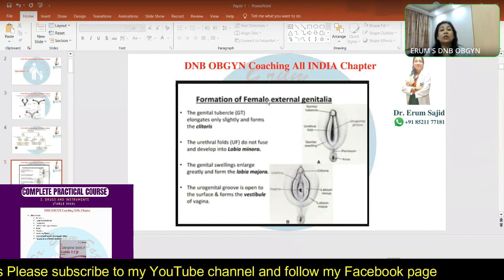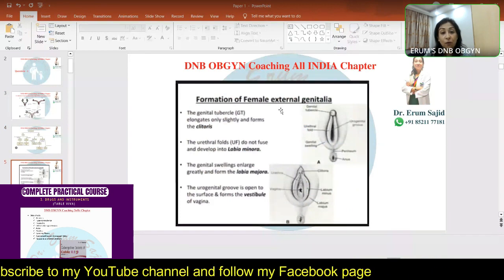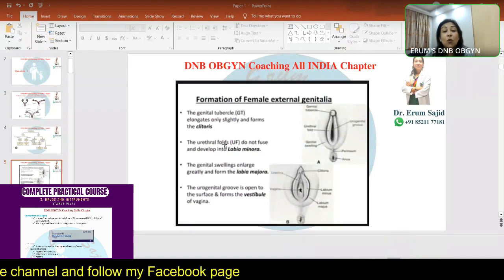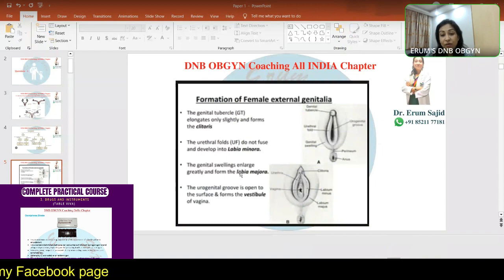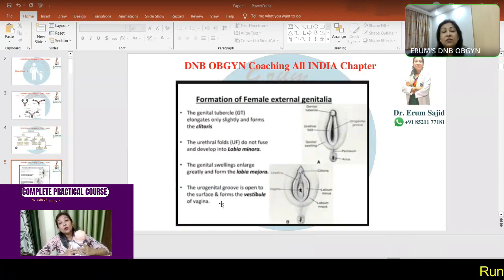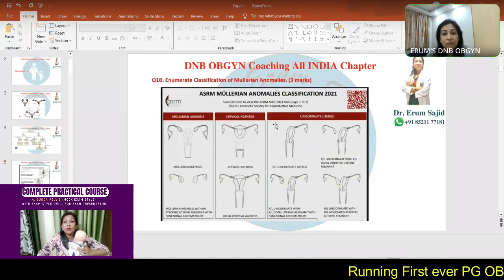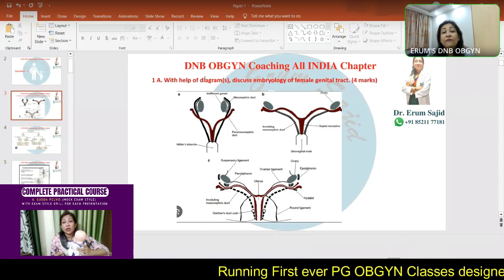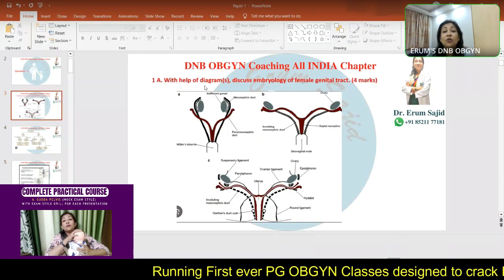And this is how the external genitalia is formed. So you have a genital tubercle that forms the clitoris, urethral folds which form the labia minora, and the genital swellings that form the labia majora. And there is a urogenital groove that forms the vestibule of the vagina, right? Now, this was a 4-mark question. So they have very specifically asked you to draw diagrams.